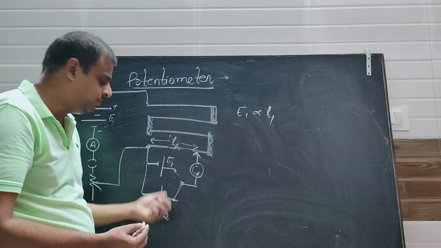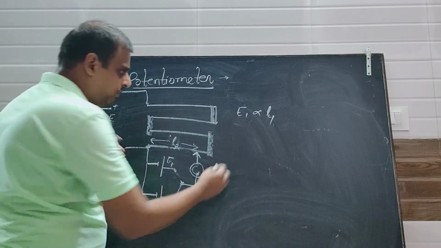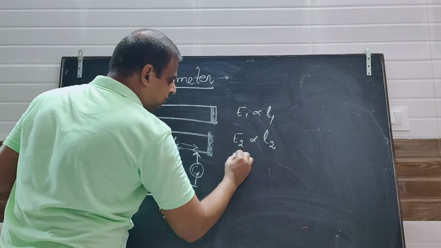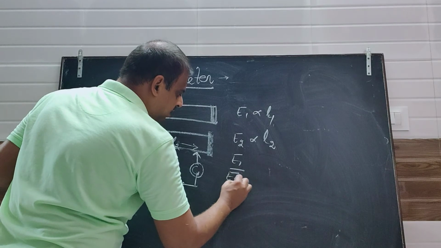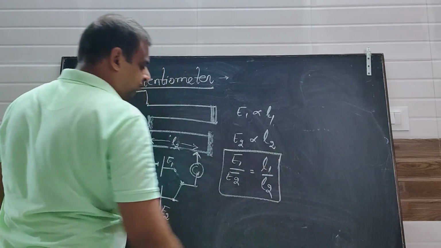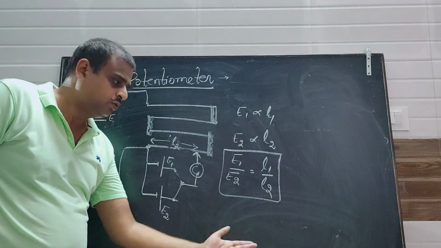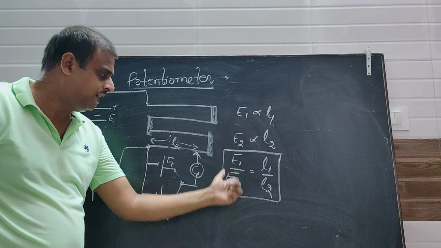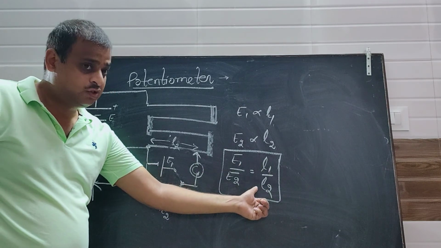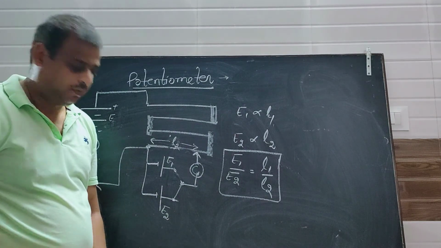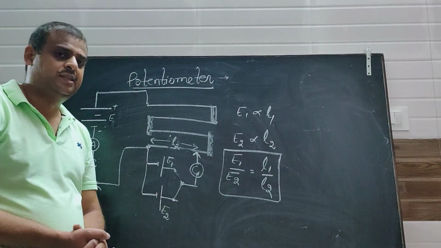Obviously it will not be the same, because the EMF of two cells may not be the same. So this is the comparison of two cells. We have obtained the EMF of two cells by dividing them. Once we get the ratio of lengths, we can compare the EMF of the cells.